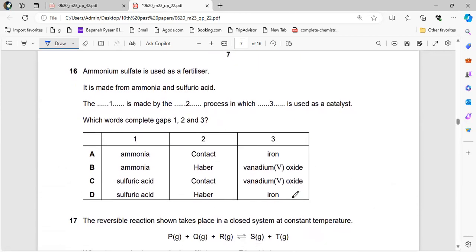Ammonium sulfate is used as a fertilizer. It is made from ammonia and sulfuric acid. The dash is made by the dash process in which dash is used as a catalyst. Which words complete gaps 1, 2 and 3?